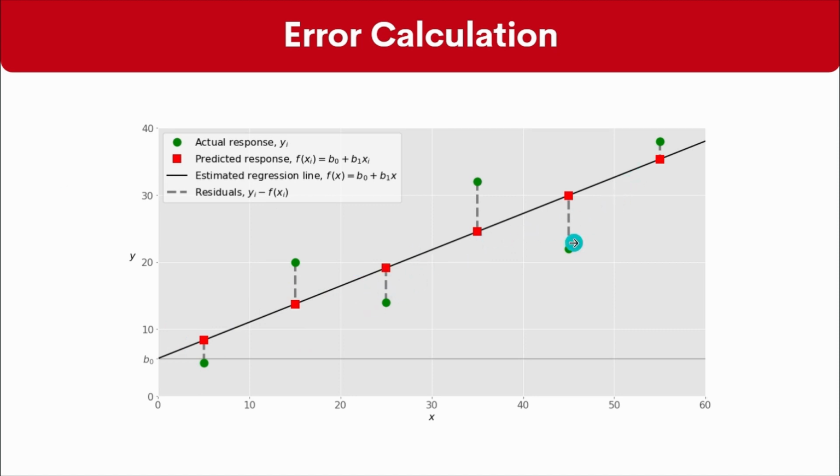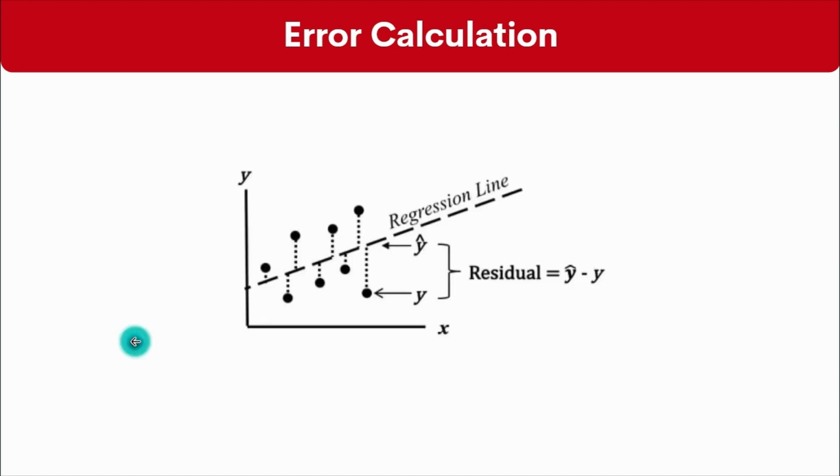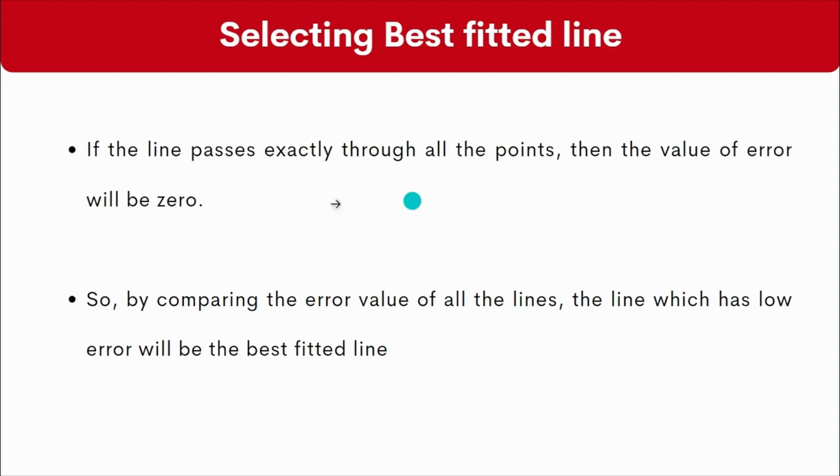Imagine a situation where all your points are exactly fitting on a straight line, everything going exactly through this straight line. Then what will happen? If the line passes exactly through all the points, there will be no difference. The difference will be 0. The total error will be 0. So your task is to minimize the error to near 0.